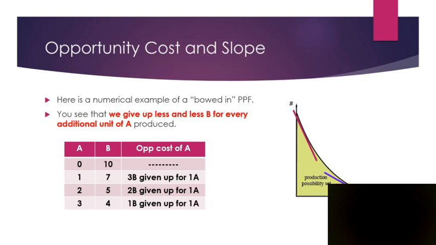As I said, in the real world, we're not going to see this, so I'm only going to ask you this kind of a question for testing your understanding. So make sure you're clear at this point. We've got bowed outward PPFs, we've got linear PPFs, and now we have bowed inward PPFs. And you need to understand what that tells us about slope and what that tells us about the pattern of opportunity cost.